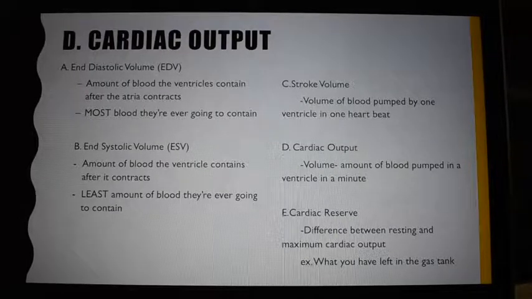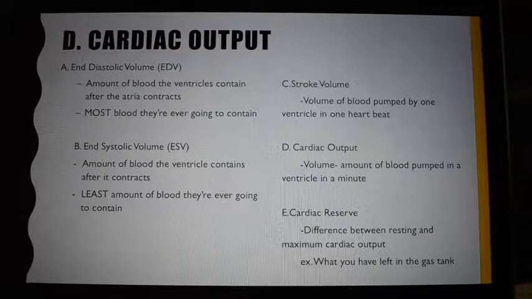The ESV, which is the next term that we're learning, is the end systolic volume. It's the amount of blood the ventricles contain after it contracts. And this is the least amount of blood they're ever going to contain, just because this is after contraction, so most of the blood has just been pumped out of the ventricles.